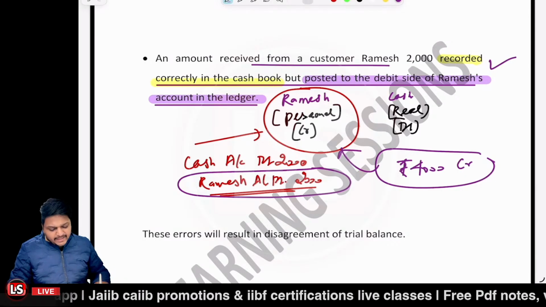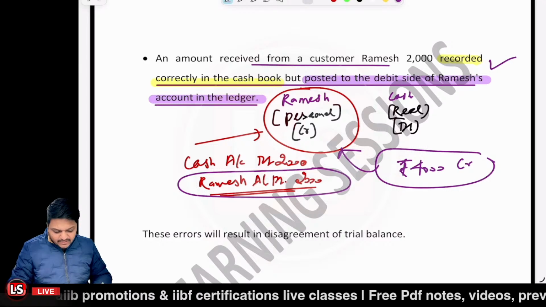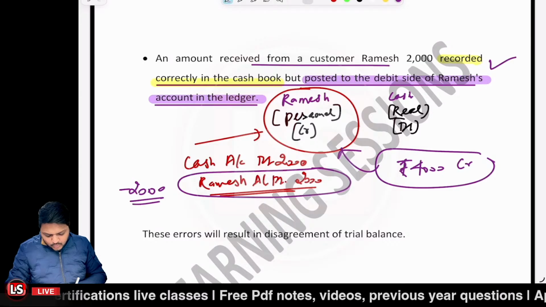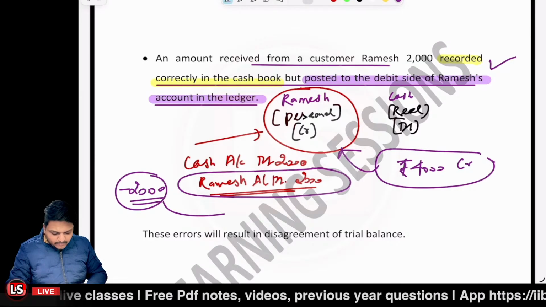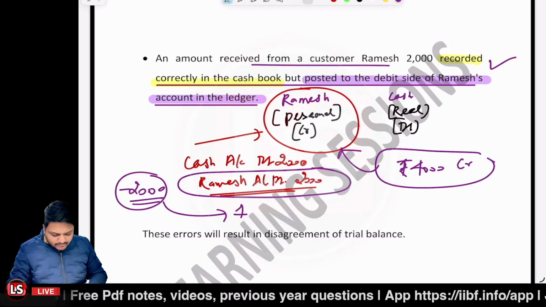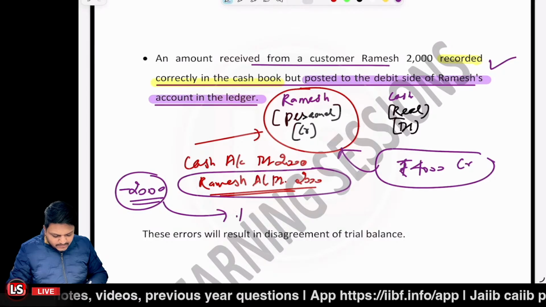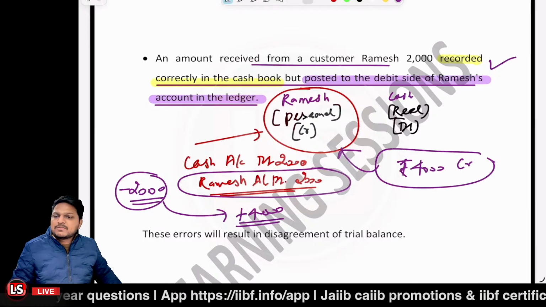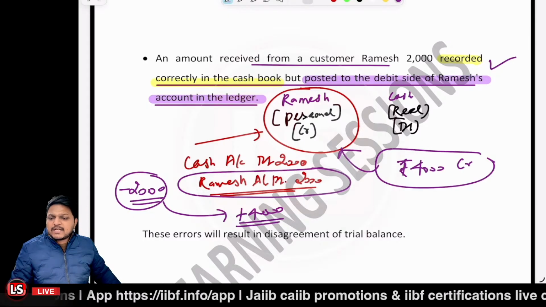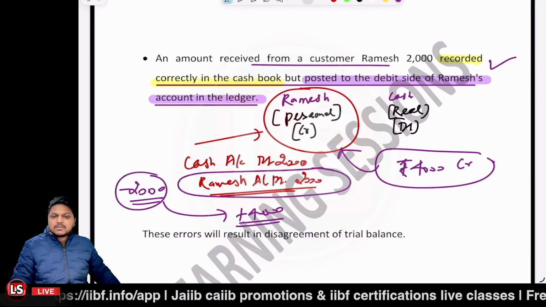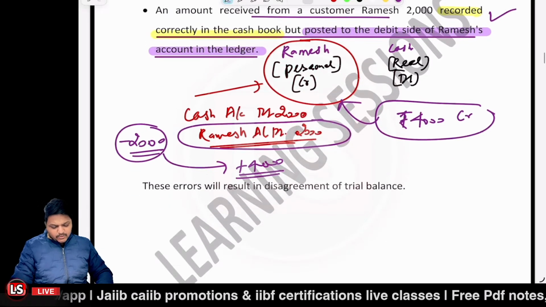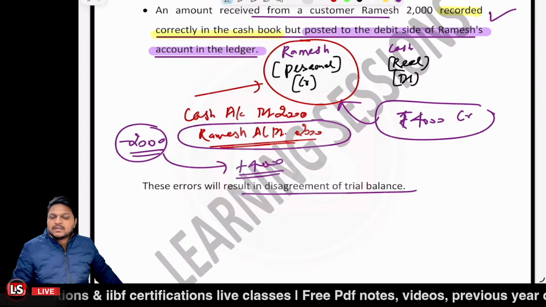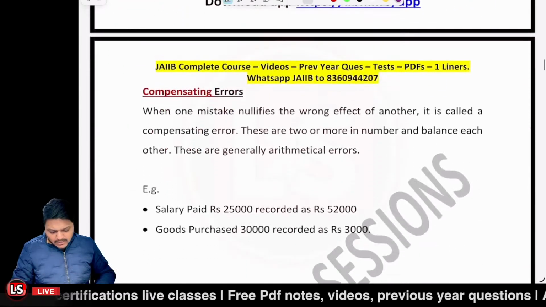Or you can simply understand that when we basically debited the balance again, it was minus 2000 and we were to do it plus 2000. So we'll be posting a plus 4000 entry so as to nullify the effect. Are you clear with this? Are you able to understand what particular error was there, right? So these errors are going to cause disagreement of the trial balance for sure, right?